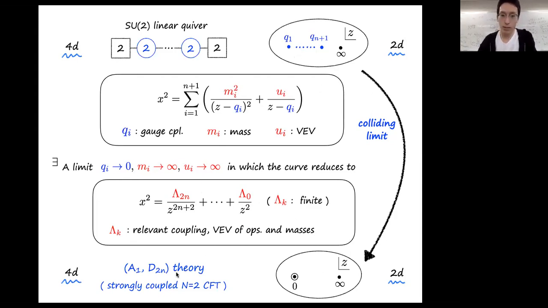This A1, D2N theory is known to be a strongly coupled N=2 CFT, and you don't have any Lagrangian description in the N=2 sense. You actually have an N=1 Lagrangian, but you don't have an N=2 Lagrangian. And the N=1 Lagrangian was studied by Maruyoshi and Song and friends, by the way. And in terms of the 4D physics of this theory, these finite coefficients are regarded as relevant couplings, dimension-zero operators, and mass parameters. So they have physical meaning in four dimensions.